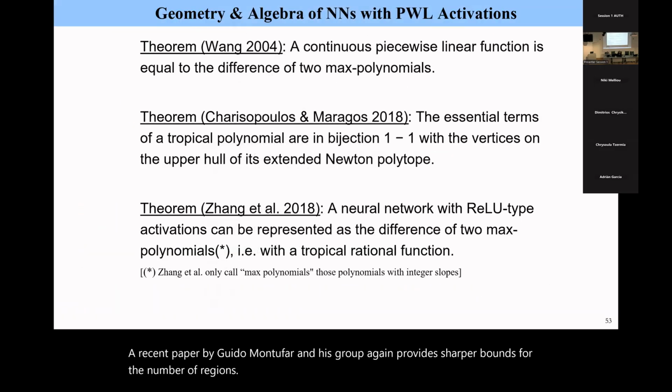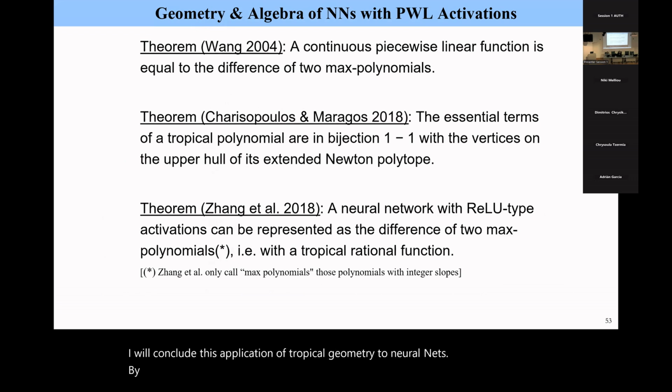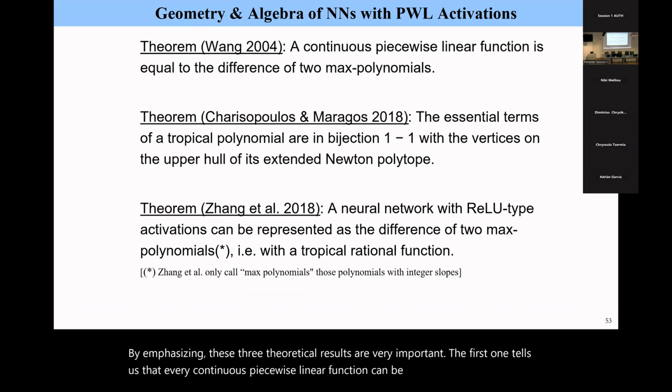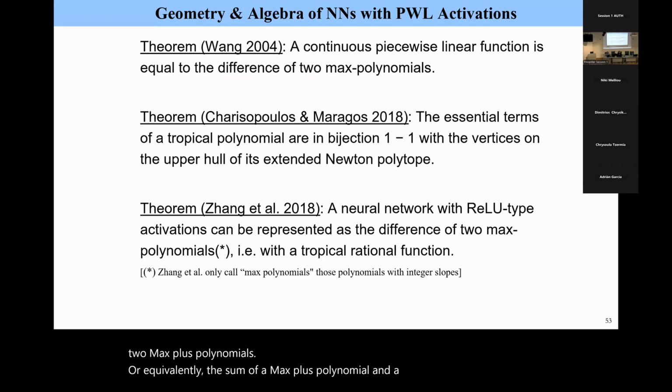I will conclude this application of tropical geometry to neural nets by emphasizing these 3 theoretical results, which are very important. The first one tells us that every continuous piecewise linear function can be obtained as the difference of 2 max-plus polynomials, or equivalently, the sum of a max-plus polynomial and a dual min-plus polynomial.